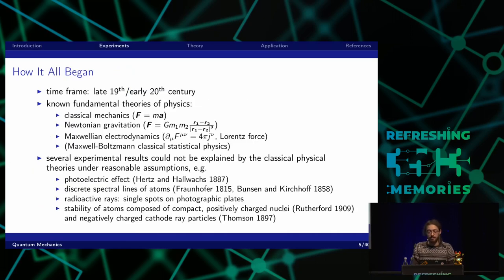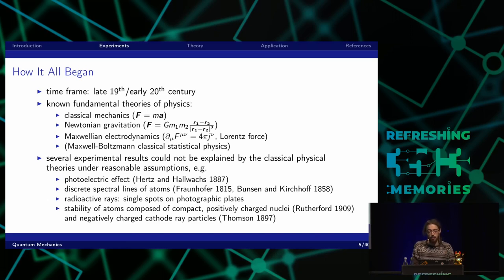Now, how did it begin with quantum mechanics? As already said, the time frame is the late 19th and early 20th century, and there were three or four fundamental theories of physics known then. Classical mechanics, which is governed by the single equation, force equals mass times acceleration, with given forces, and two known force laws: the immediate distance action of Newtonian gravitation, and Maxwell electrodynamics, this funny equation here. This funny equation here is a way of writing down the Maxwell equations that basically contain all the known electromagnetic effects.